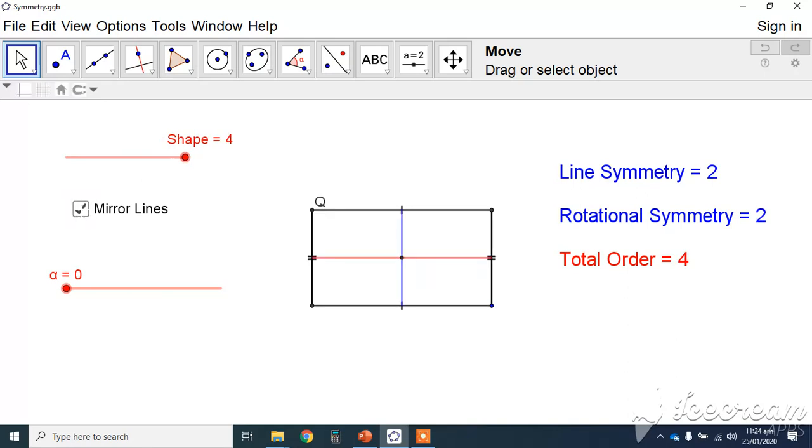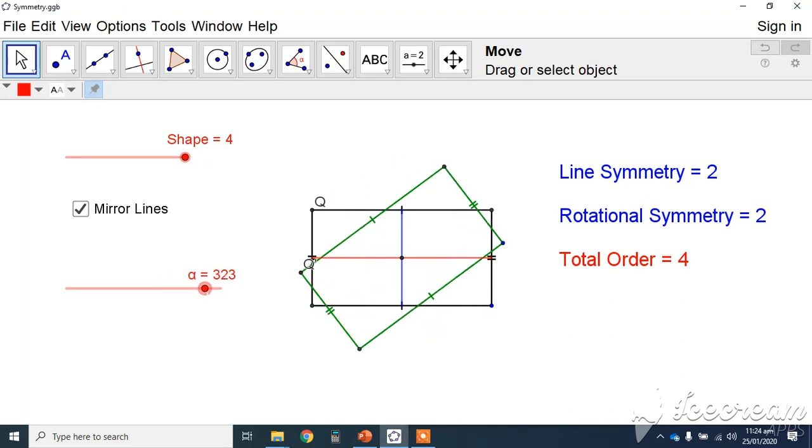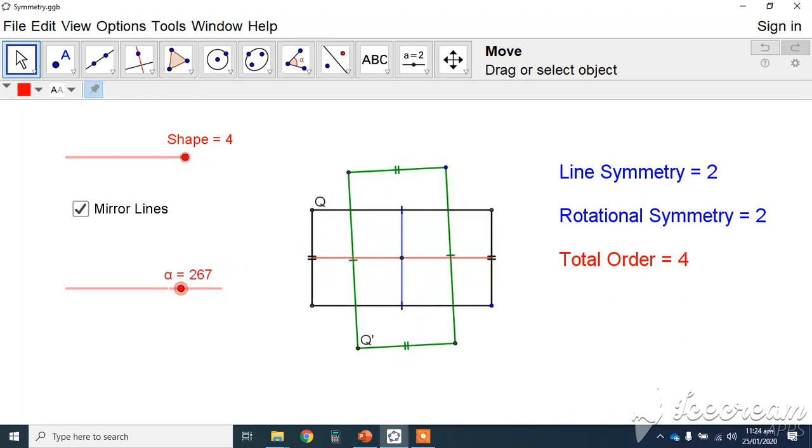Right, last shape is a rectangle. A rectangle only has 2 mirror lines, straight down and straight across. There are no mirror lines on the diagonal. Let's count as we go around. It looks the same once there, and it looks the same twice back at the start. So a rotational symmetry of 2, total order of symmetry is 4.